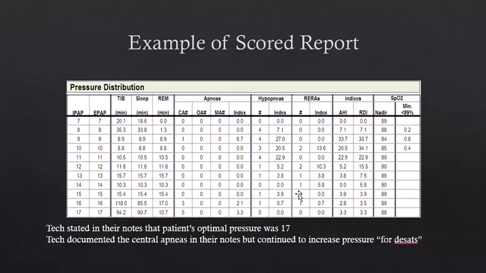So at CPAP of 15, technically the patient was treated. 1 or 2 events, an RDI of 3.9, completely acceptable. As the tech kept increasing the pressure, though, the number of central apneas increased, which means that they knocked the drive to breathe from this patient. They were over titrating. The tech documented and observed the central apneas. It's not that these events were missed, but they still continued to increase the pressure above that. And in the documentation, their reasoning was for DSATs.